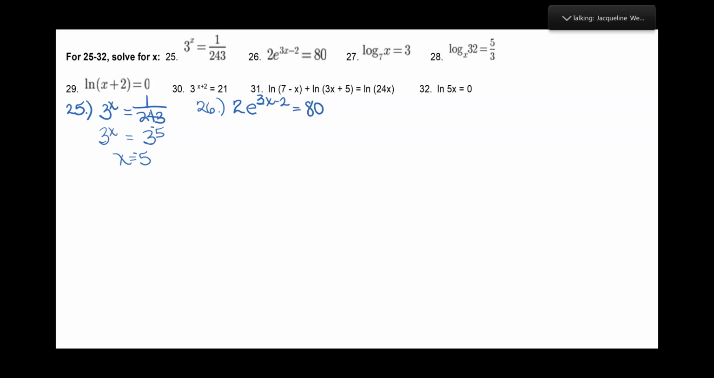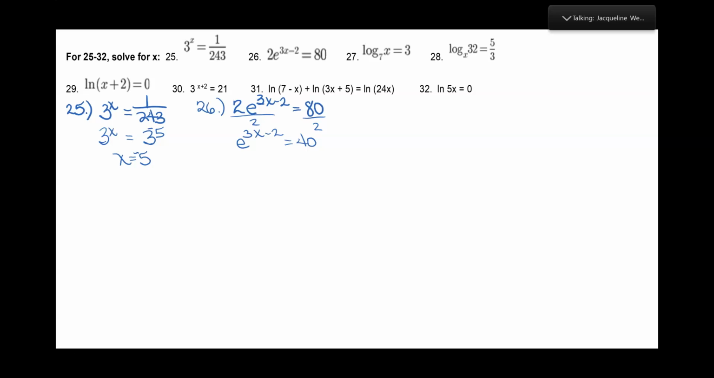All right, look at the next one. For the next one, what do we need to do first? Yeah, we got to get rid of that 2. Anytime that you're working with exponential or logarithmic, you always want to get it alone first. So I'm going to divide both sides by 2. All right, now, how do I get rid of that exponential?